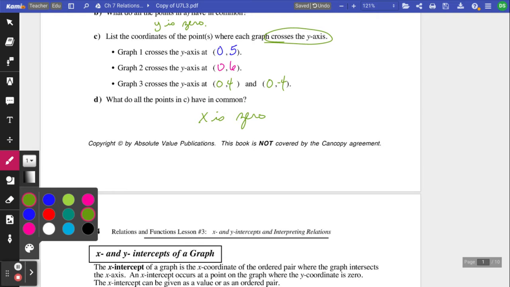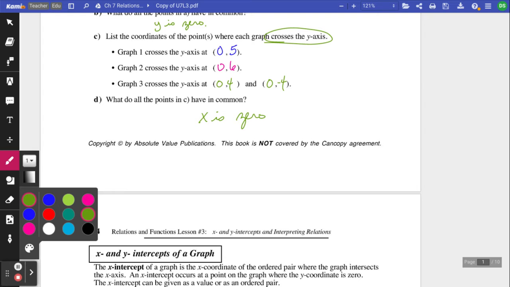All right, so here we go. If you're looking for the x-intercepts, y is 0. Whichever one you're looking for, you just put the other one to 0, so you can find that. If you're looking for the y-intercepts, where it crosses the y-axis, what do you know? X is 0. So when I say y-intercepts, you say, X is 0.